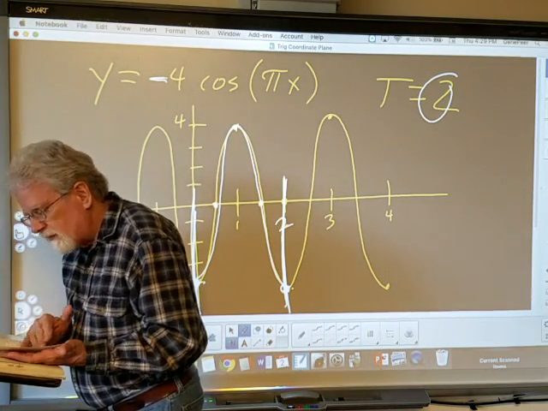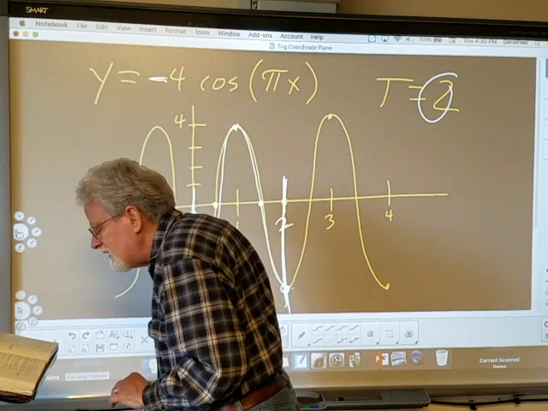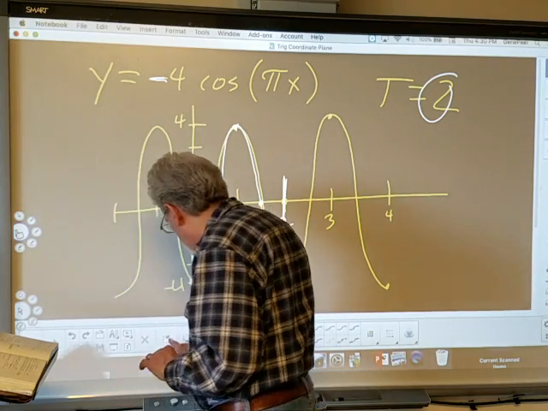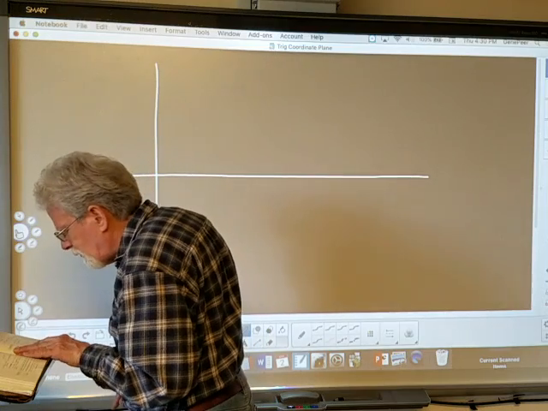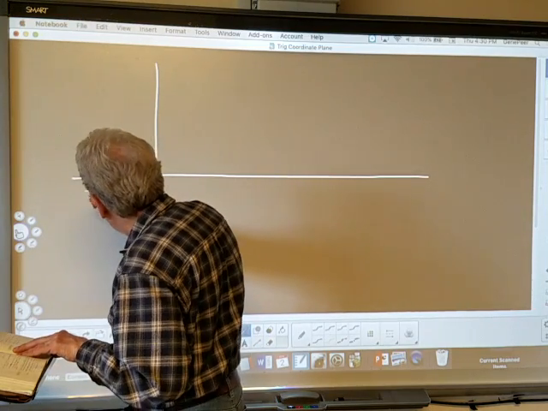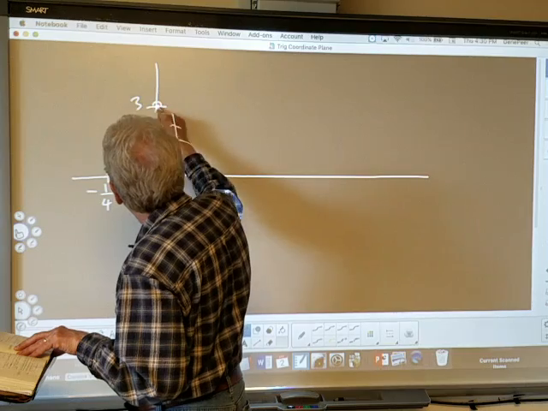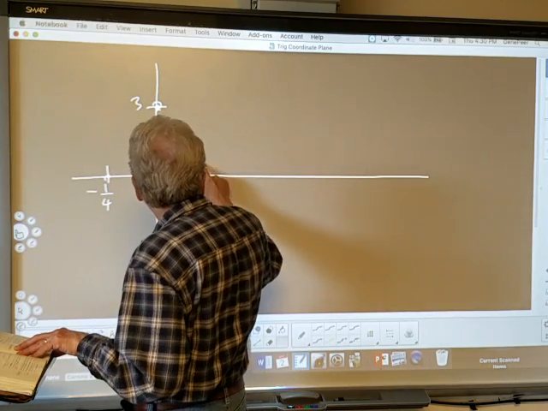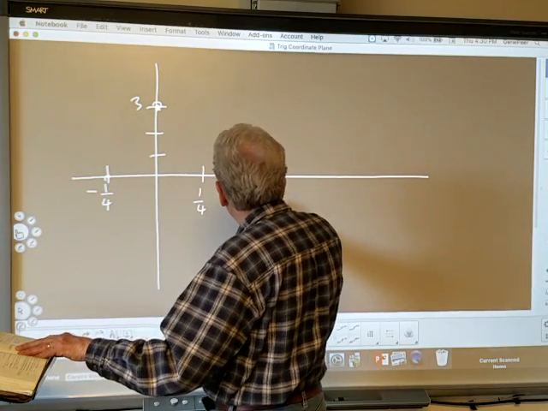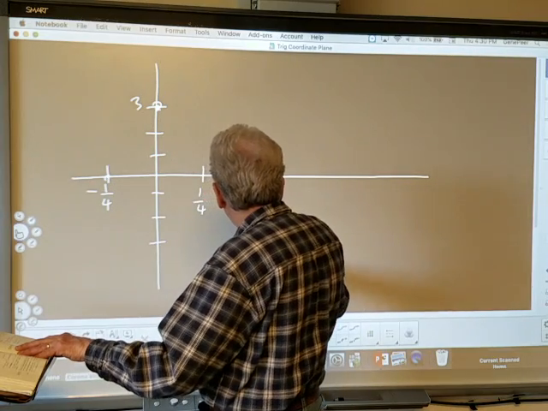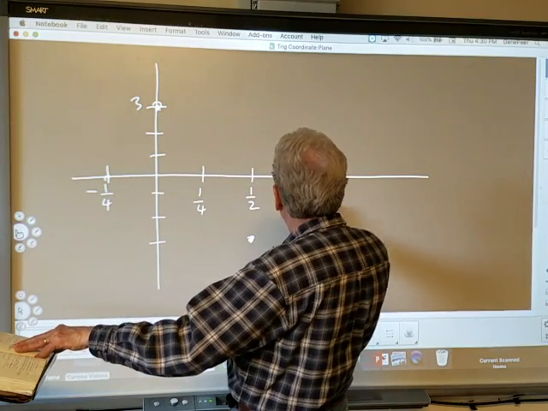Okay, let's see. Example 8. Oh, for example 8, they're changing things up on us here. Again, they're using integers rather than values of pi. Okay. They give you the graph and they ask for the equation. What? Yes, really. So this thing goes through negative 1/4. It goes through positive 3 up here. It goes through positive 1/4. It goes through 1/2, negative 3. 1/2, negative 3 right there. It goes through 3/4, 1/4, 2/4, 3/4 right there.